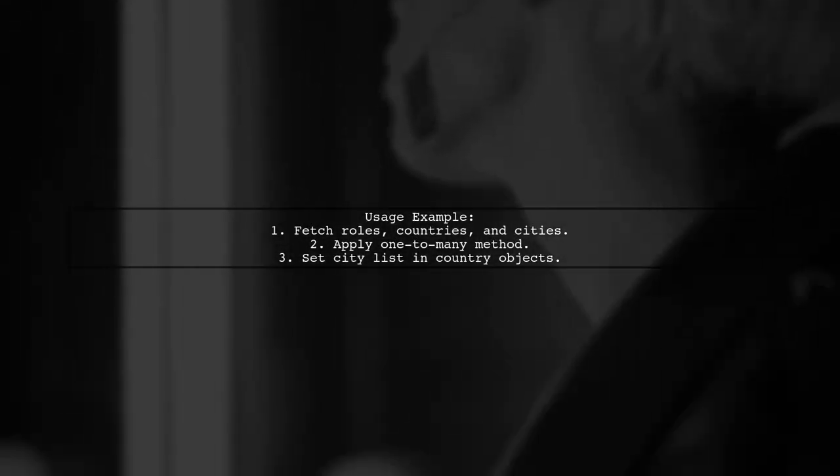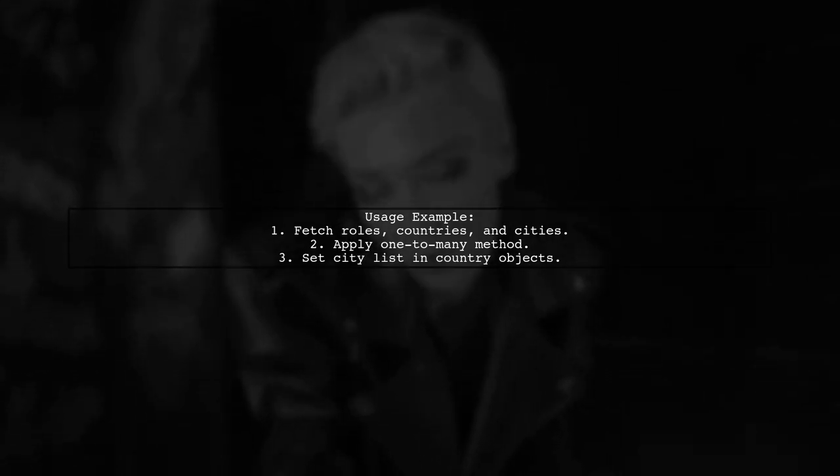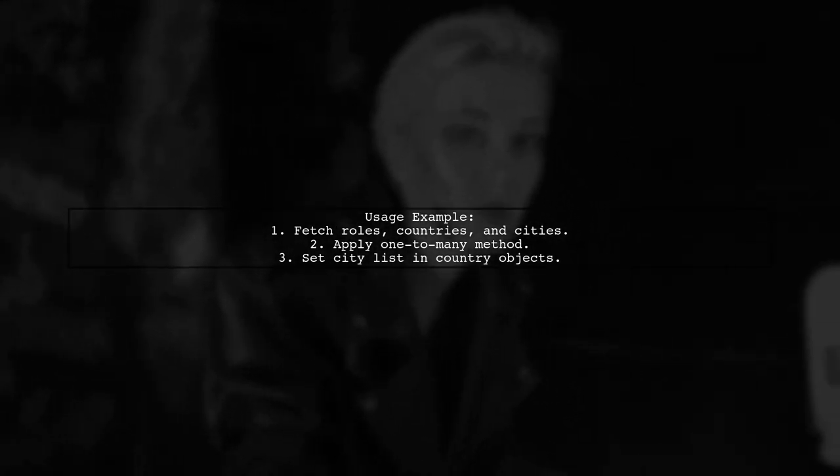Here's how you can use this method in your code. You can fetch roles, countries, and cities, then apply the one-to-many method to set the city list in the country objects.